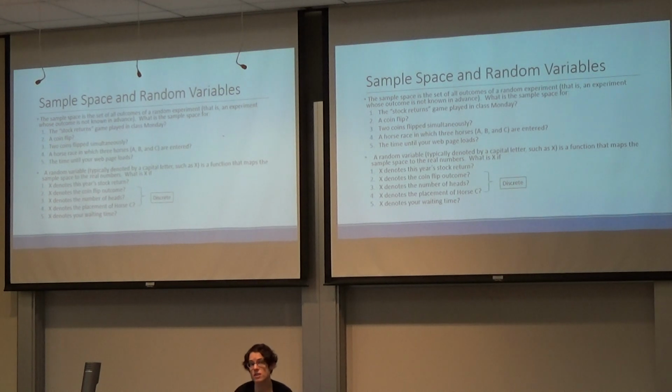And you can see that there's a distinction. So some of these things are discrete. When I say discrete, what I mean is we can enumerate every possible outcome. The coin flip is heads or tails. That's it. The waiting time here is continuous.